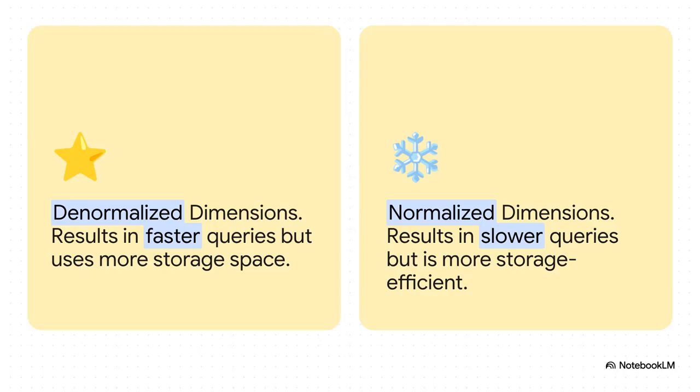So the choice between them really comes down to a classic trade-off. The star schema is simpler and way faster for running reports and analysis, but it uses more storage space. The Snowflake schema, on the other hand, is much more storage efficient, but all that extra complexity can sometimes slow your queries down. It's always this balance between speed and efficiency.